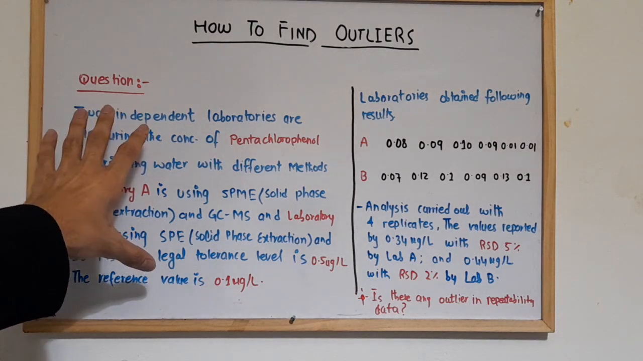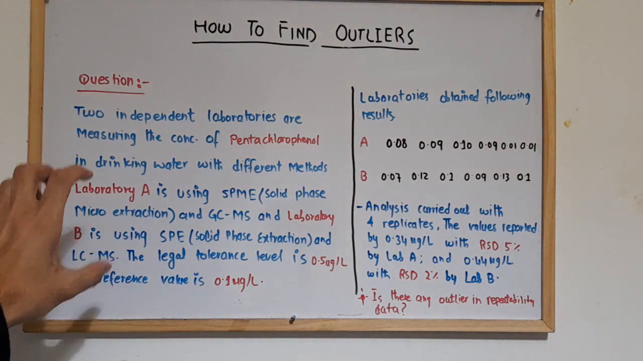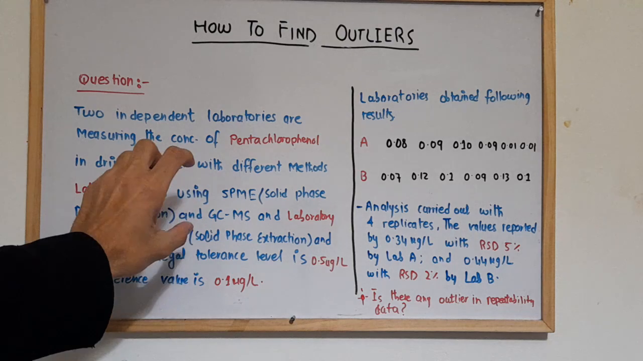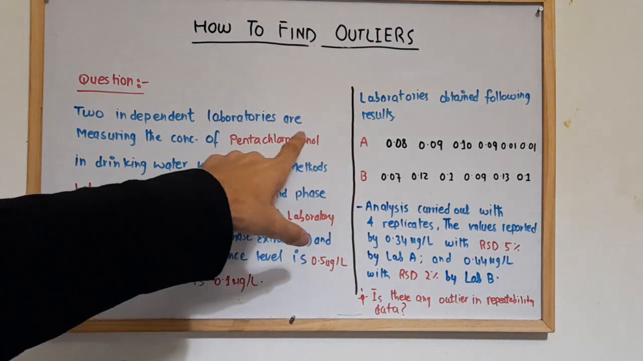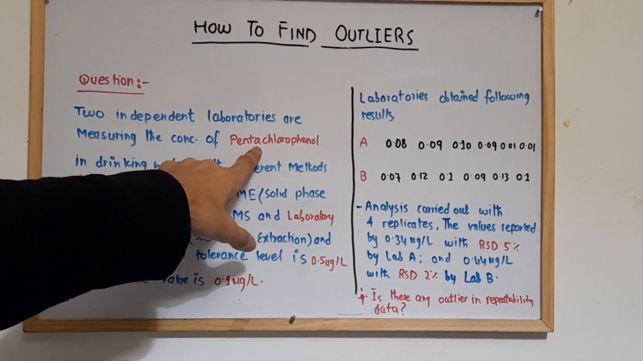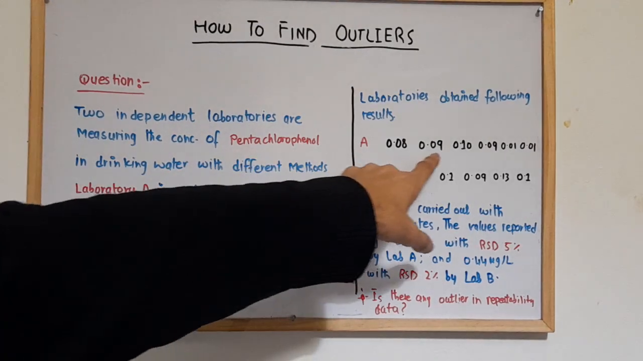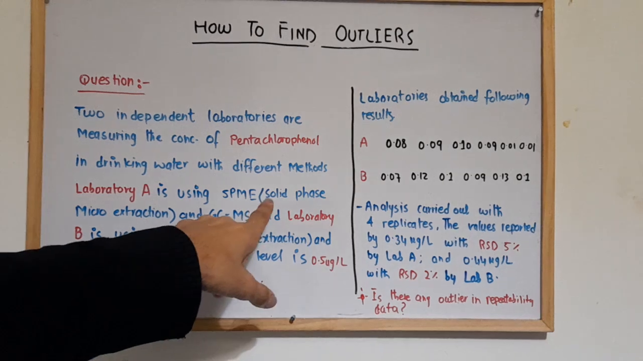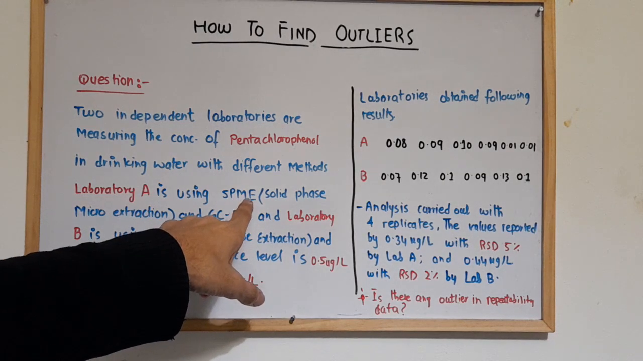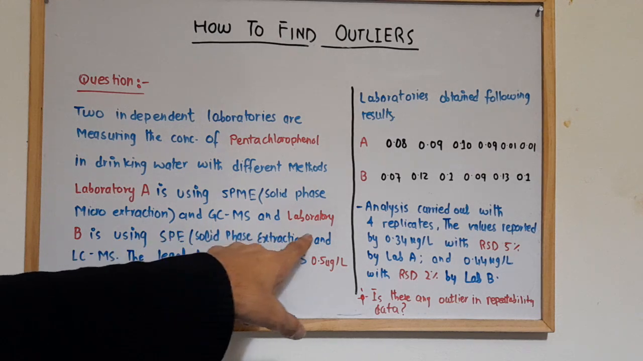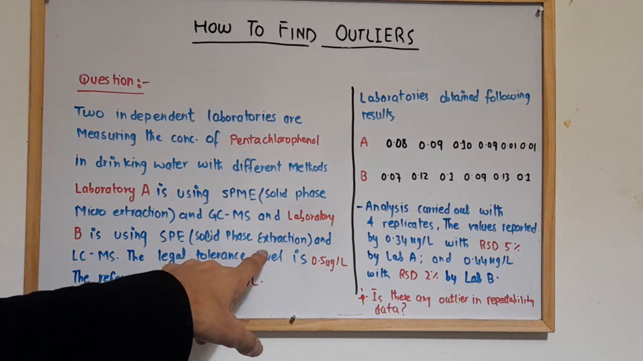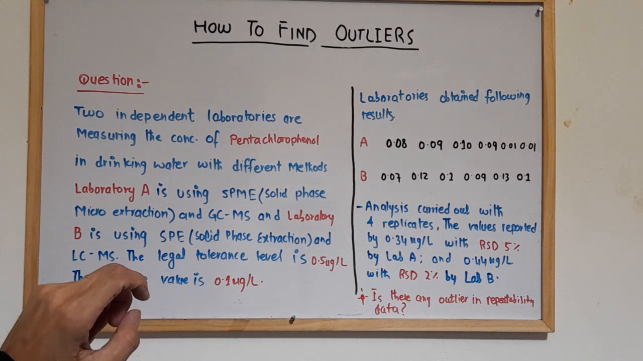In this question, I will just highlight the main thing. Two laboratories are making observations, measuring the amount of pentachlorophenol in drinking water, and they got these values using solid phase micro extraction and GCMS. The other laboratory is using solid phase extraction with LCMS.